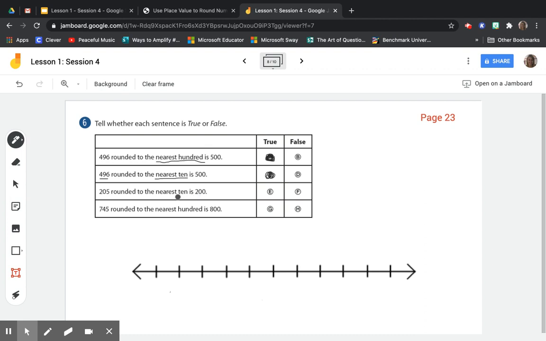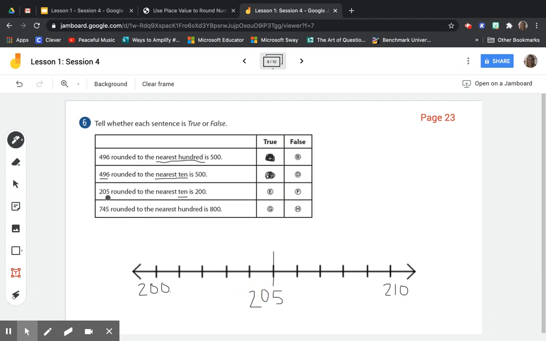Okay, so we're looking at tens when we're looking at 205. So I know my 205, so I have 0 tens. I have 2 hundreds. So my next 10 will be 210. Now I'm going to cut this in half, and between 0 and 10 is 5. So I'm going to have 205 in the middle.